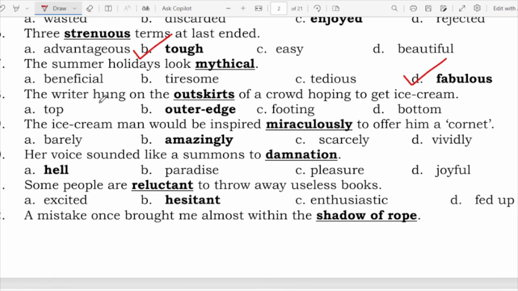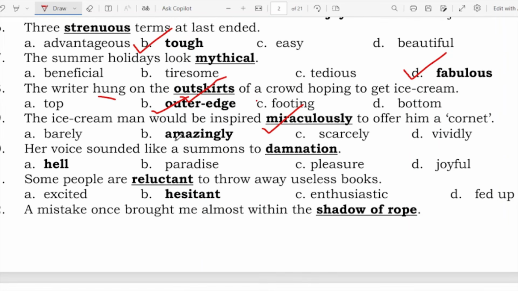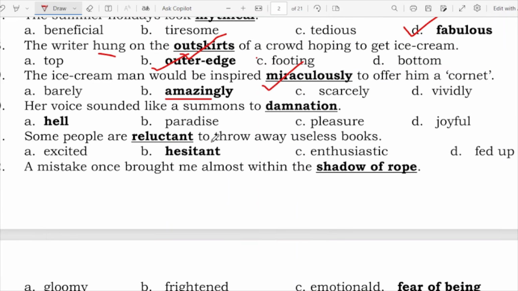The writer hung on the outskirts. Outskirts means the edge, that is the entrance part of any hall or house or any residence of a crowd, hoping to get ice cream. The ice cream man would be inspired, miraculously, meaning amazingly, to offer him a cornet, the name of an ice cream, a brand.